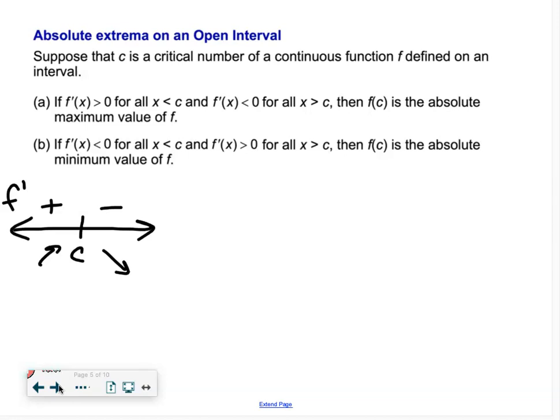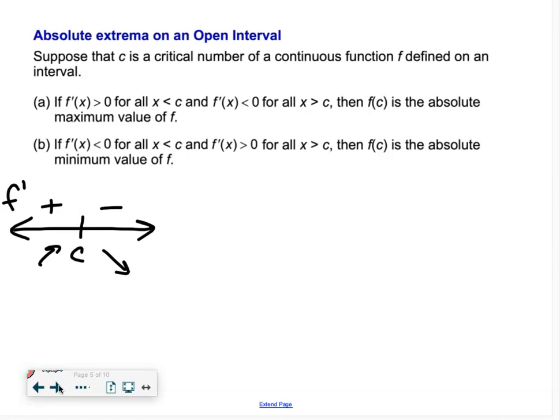Because this function is always increasing before that point, and it's always decreasing after. Does that make sense? There's no way it can swing back and go up again. It can't. This is the only critical number. This is the only place where something can change direction, where anything interesting can happen. If this is true, then this has to be the absolute max for the function.